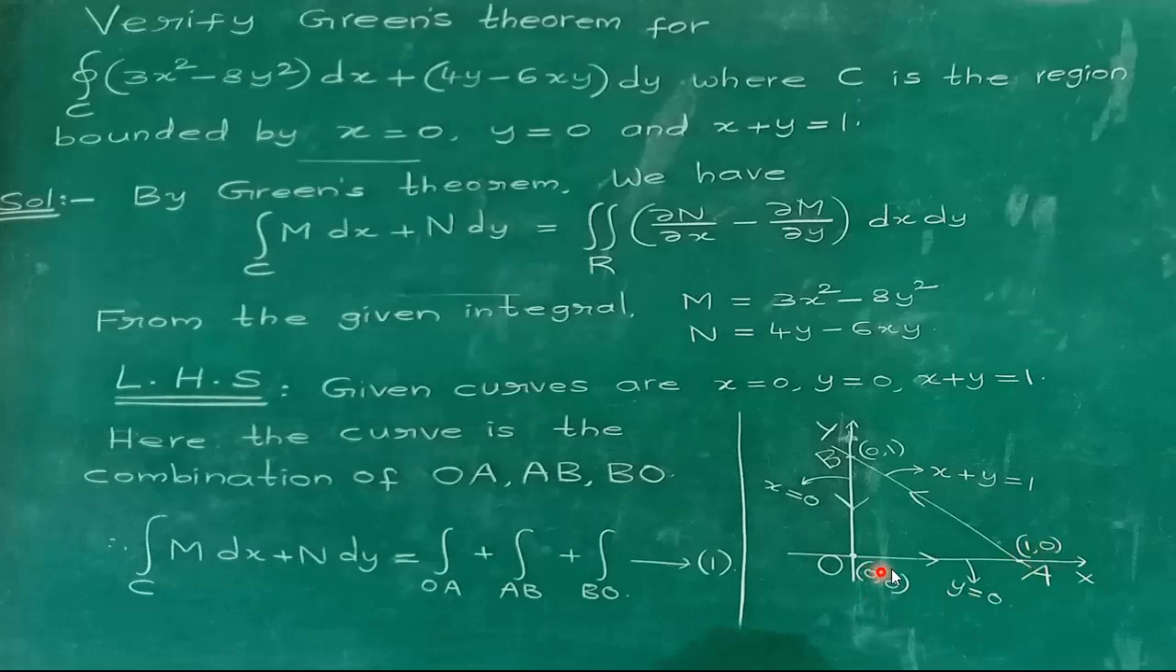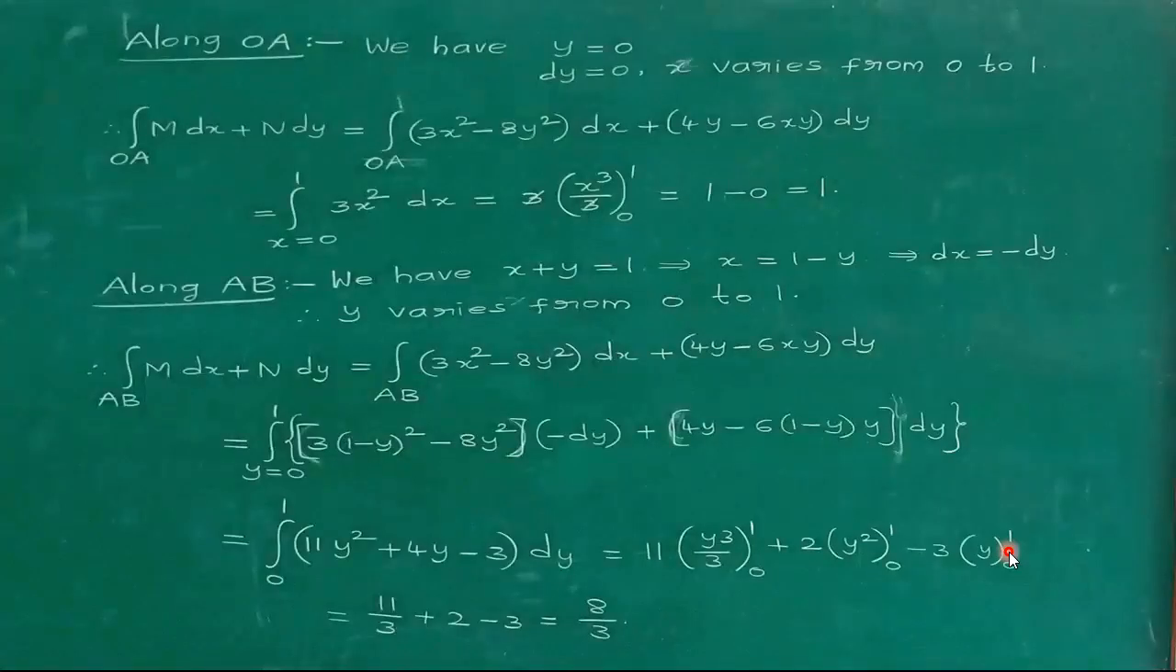What is that? X here? X is varying from 0 to 1. So from the points O and A, x varies from 0 to 1. Now what do you want? Therefore, integral OA of M dx plus N dy is equal to integral OA, M value is 3x squared minus 8y squared into dx plus N value is 4y minus 6xy into dy.